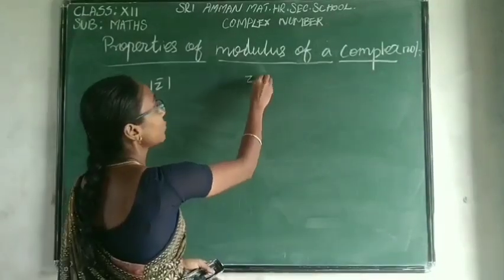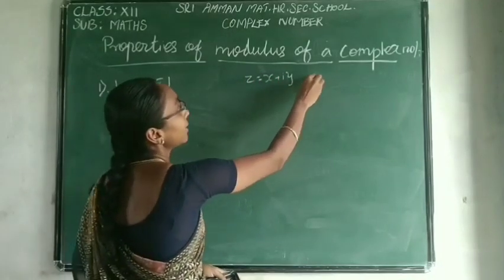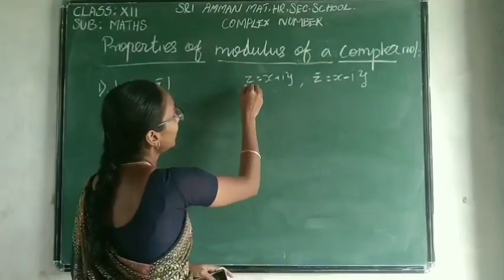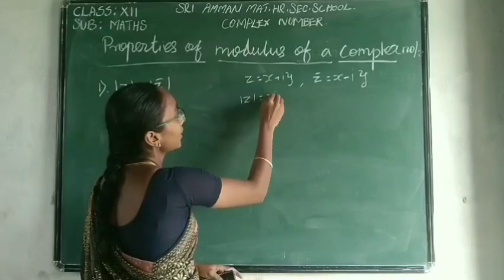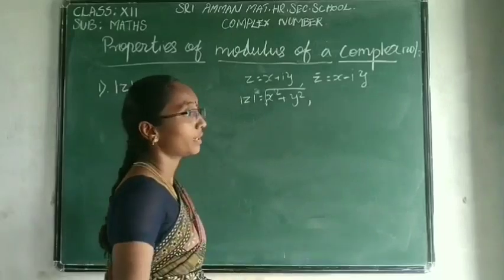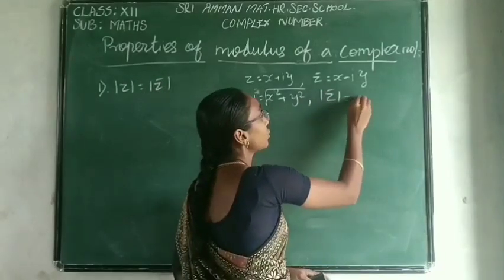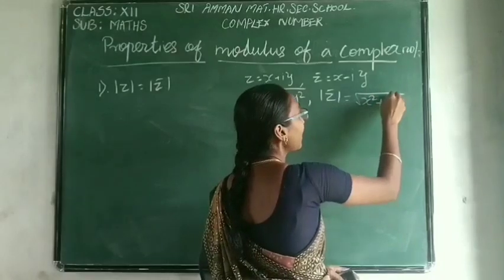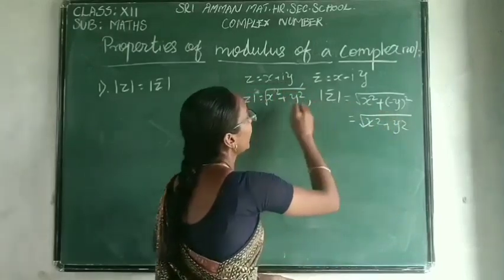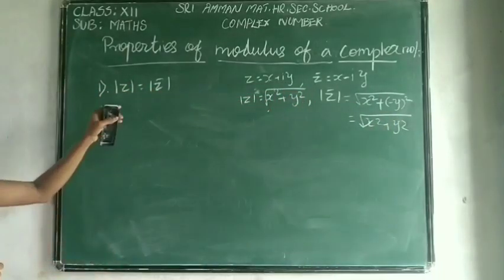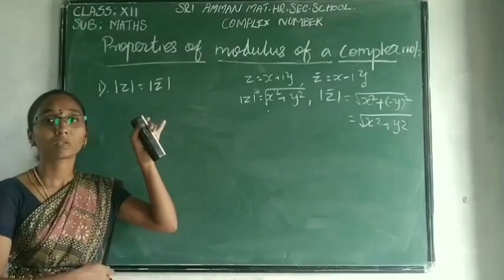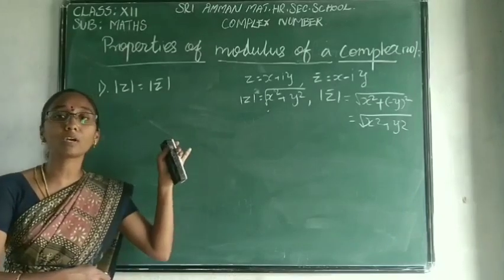Consider z equal to x plus iy and z bar equal to x minus iy. So we get modulus of z equal to root of x squared plus y squared, and modulus of z bar equal to root of x squared plus minus y the whole square. Here also we get root of x squared plus y squared. Both results are the same, so modulus of z equals modulus of z bar. This is the first property of the modulus of a complex number.